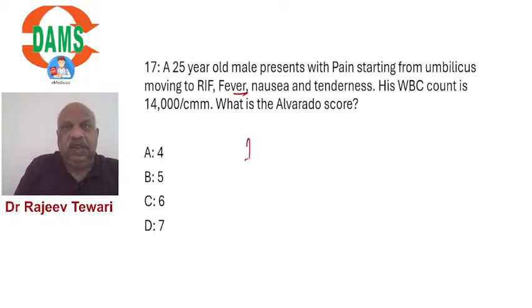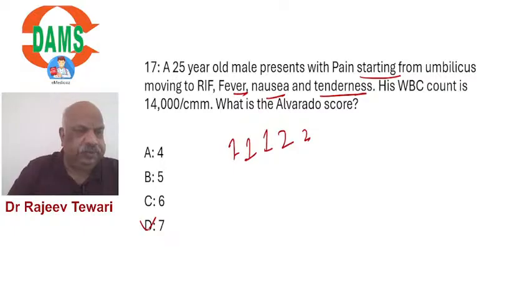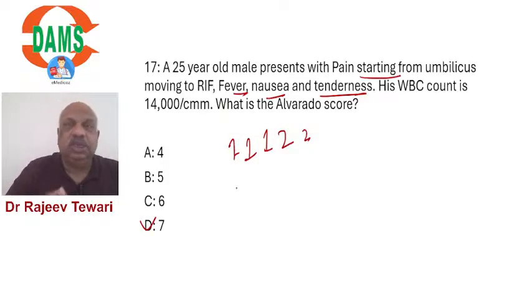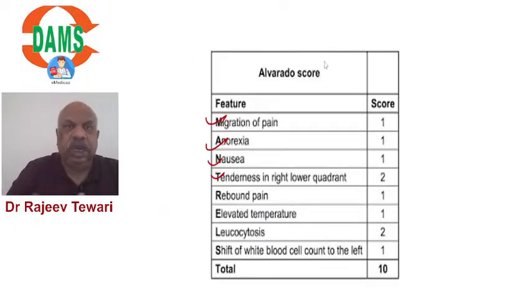So, fever is 1, nausea is 1, tenderness is 2, WBC is again 2. So, 4 and 2, 6. What else? Yeah, radiating pain 1. So, answer is 7. So, this is migratory pain, anorexia, nausea, vomiting. The only difference in this INICET question is that here I have written tenderness, and the question had rebound tenderness. Rebound tenderness was only 1. So, there the answer was 6. So, this score, I guess all of you know, you have to memorize this. They do ask this very often.